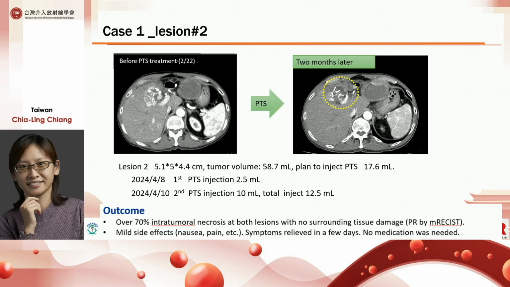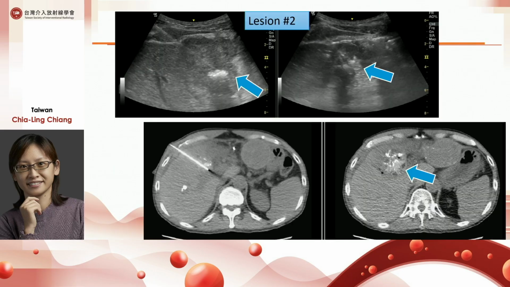The patient experienced mild side effects, maybe because the lesion is very close to the bowel loop. The patient felt nausea, vomiting, abdominal fullness, but all the symptoms relieved in a few days under conservative treatment only. Here are the pictures when I injected PTS. We can see that on the ultrasound, the area post-PTS injection showed mild hyperechoic change. And on non-contrast CT, the area post-PTS injection showed mild hyperdense change.